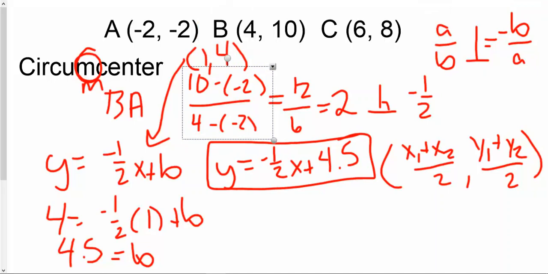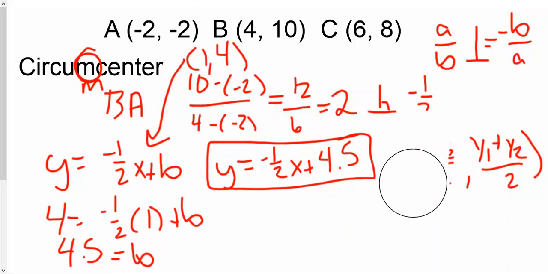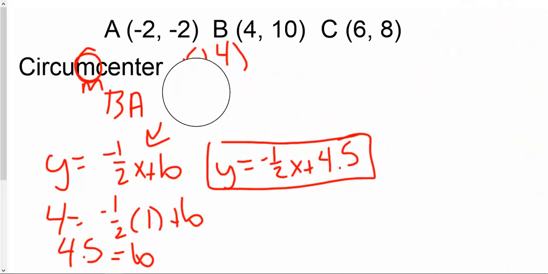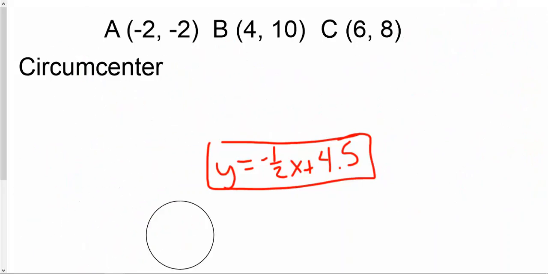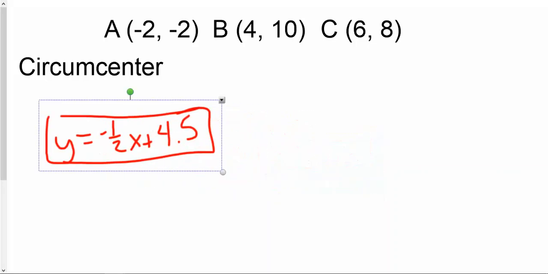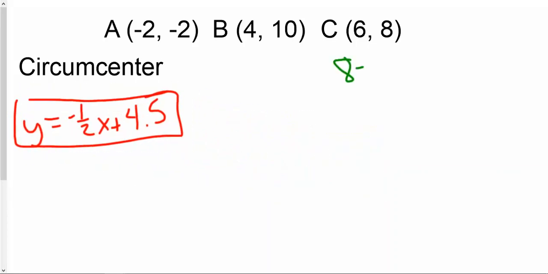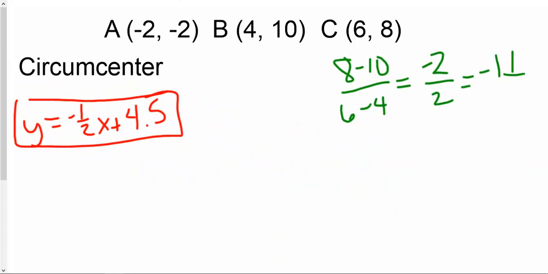Now we'll do the exact same thing, but we're going to use our BC instead. So with BC, we have to first find the slope. So 8 minus 10 over 6 minus 4 gives me negative 2 over 2, which is negative 1. Perpendicular to that would be 1. So y equals 1x plus b. We don't really have to write the 1, but it helps sometimes when we're solving these.